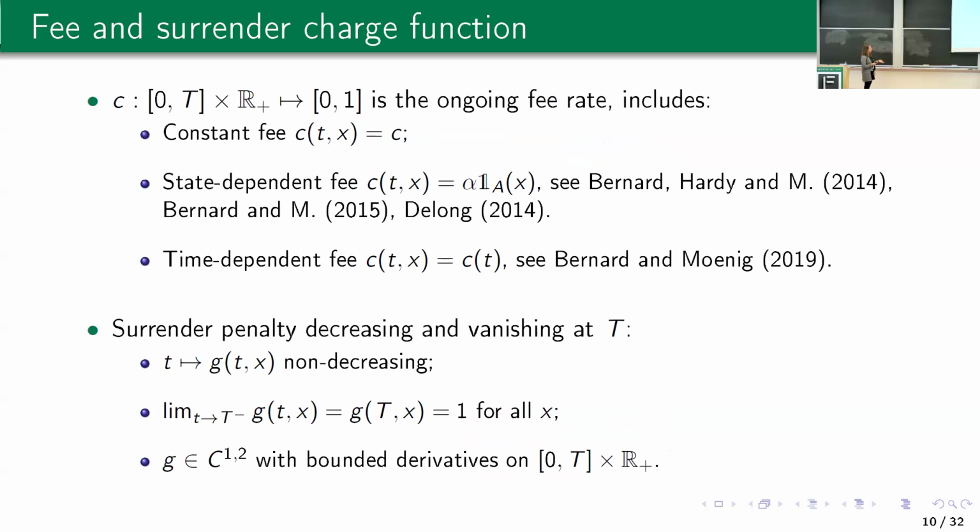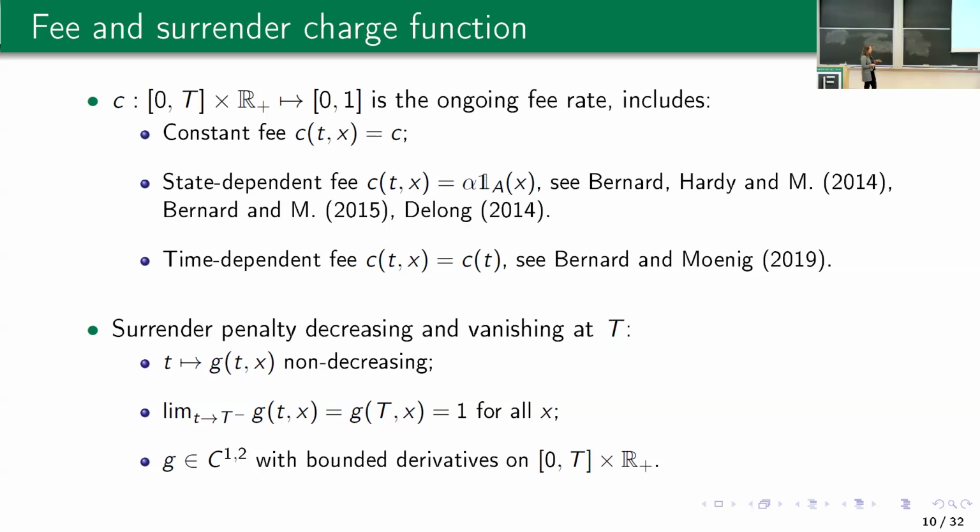So of course the constant fee, which is a very important structure to study, because this is typically what is seen in the markets. There were some papers on the state-dependent fee structure, where the fee rate is constant, but only paid when the account value is below a certain level. And there's a time-dependent fee, where the fee would typically decrease through time, and it can also affect the incentives to surrender.